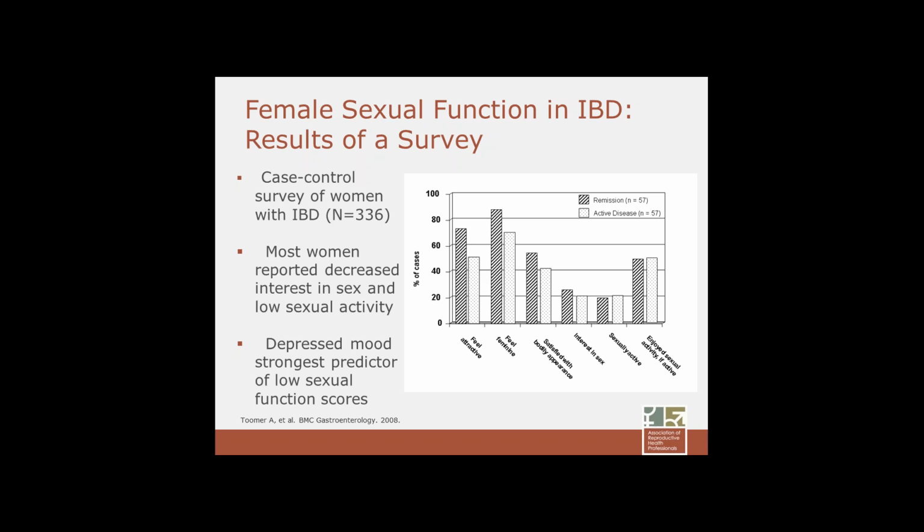So while anatomy and self-image are important, a depressed mood really does drive this increased risk. And you can see here from this table, disease activity did make a difference in terms of feeling attractive. Whether they were sexually active or not was about the same, whether they had active disease or were in remission, as well as if they enjoyed sexual activity, if they were sexually active. So what that suggests to me is that if women choose to be sexually active, they actually do enjoy it, but that those who are depressed or who are in an active flare are not necessarily engaging in sexual activity.